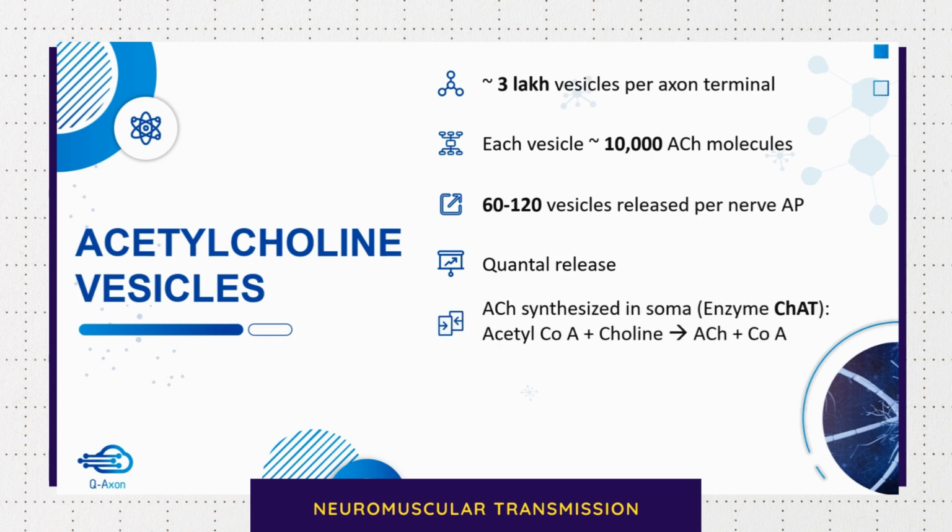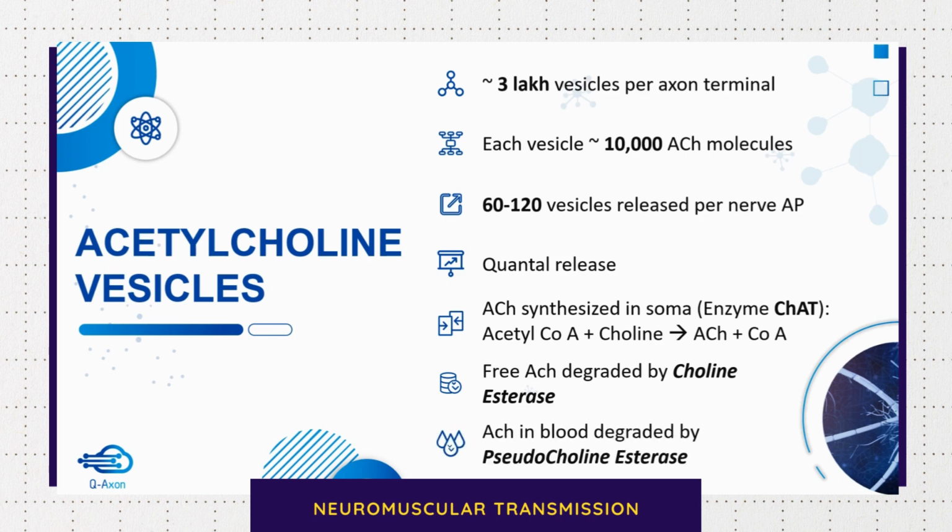Acetylcholine is synthesized in the soma and then transported to the axon terminal. So the enzyme CHAT, that is choline acetyltransferase, is involved in the synthesis. So acetyl-CoA combines with choline in the presence of this enzyme to generate acetylcholine. Now, once acetylcholine is released, the free acetylcholine in the synaptic cleft is degraded by the enzyme cholinesterase. Now, in case any acetylcholine leaks from this cleft into the blood circulation, it is degraded by the enzyme pseudocholinesterase, which is present in blood.